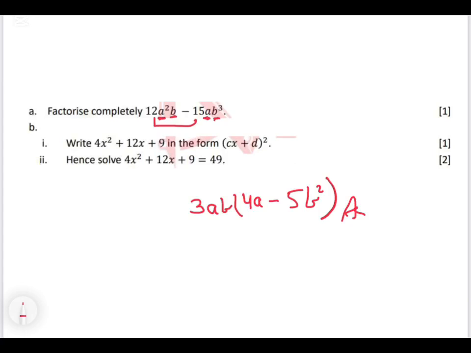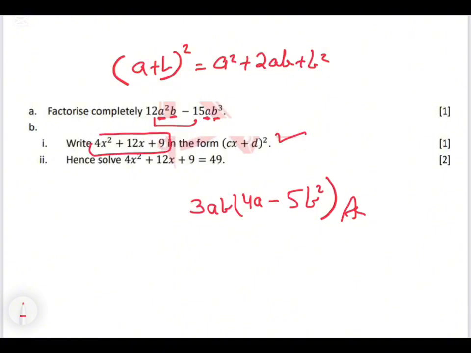Now the next part, a very interesting part: 4x squared plus 12x plus 9 in the form of this. I told you the formula: a plus b whole squared is equal to a squared plus 2ab plus b squared. Right now they have given this form, and we have to convert this into this form. That's why they have given cx plus d whole squared. So first I need to break down this formula. When you see a plus b whole squared, it means I have to find the values of a and b, then I will get the answer.